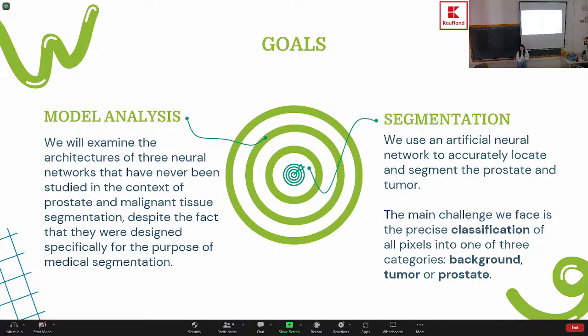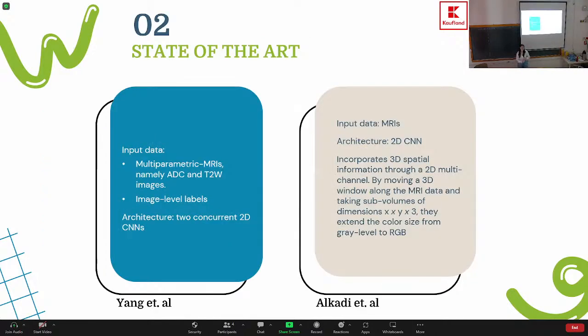I'll talk about that modification. Now, in segmentation, we use an artificial neural network to accurately locate and segment the prostate and the tumor. The main challenge we face is the precise classification of all pixels into 1 of 3 categories: background, tumor, and prostate. Now, for the state of the art, many artificial intelligence methods have been used. CNNs, convolutional networks, give the best results, and since we don't have many patients to use, CNNs have given the best results, so we use those.